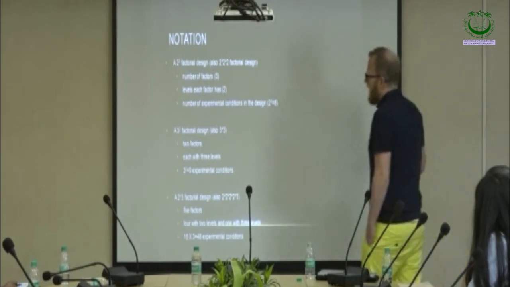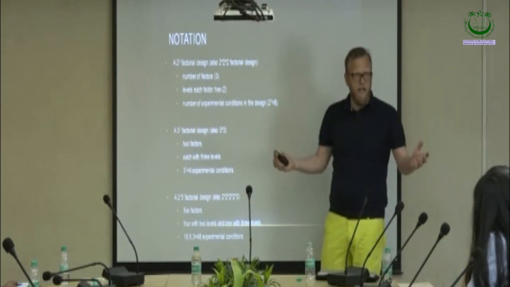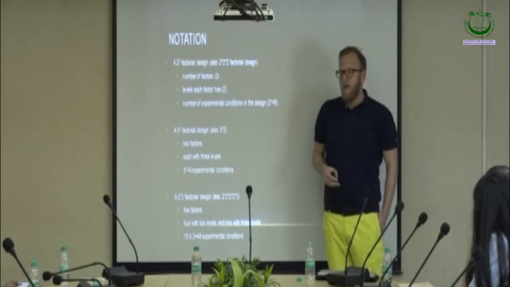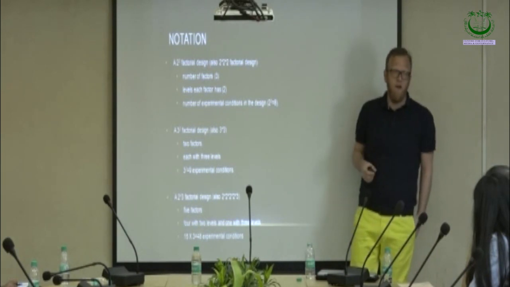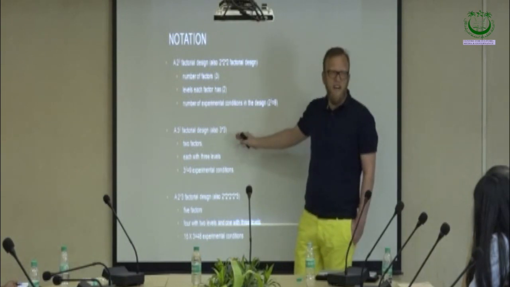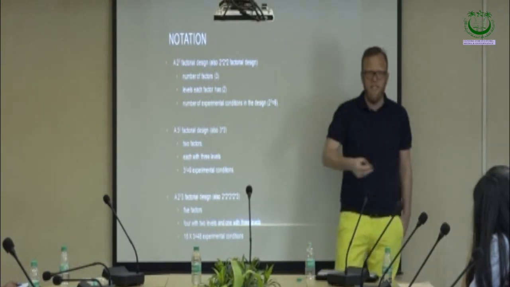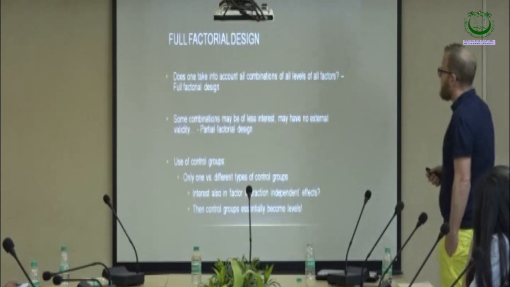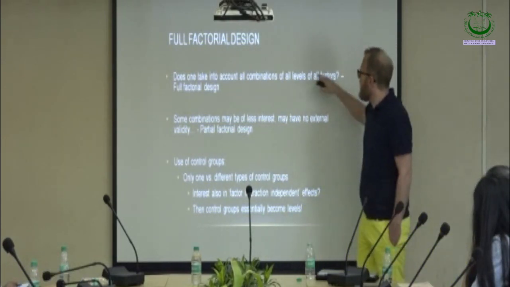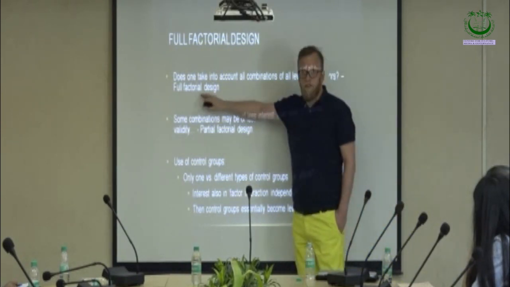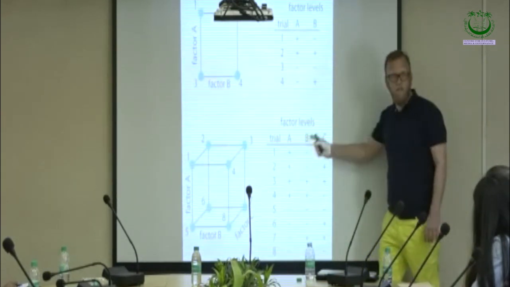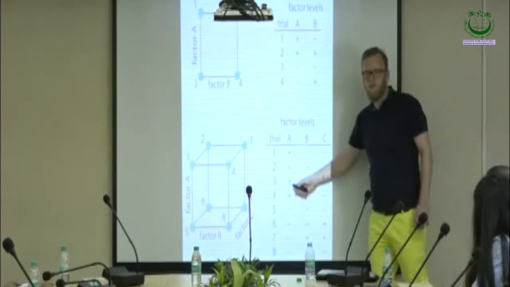So most of the designs that you would look at in a lab setting, i.e. getting real people to a real location to do something, you would probably look at a maximum of a 2 by 2 by 2. Already 9 groups is getting tricky. You'd invest a lot of effort. So the full factorial design does take into account all combinations of all levels of all factors. Yeah, that's what we just looked at. So every possible combination of these factors is being taken into account.